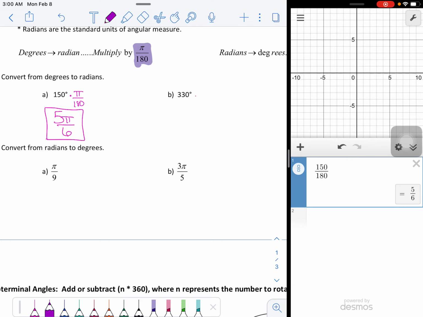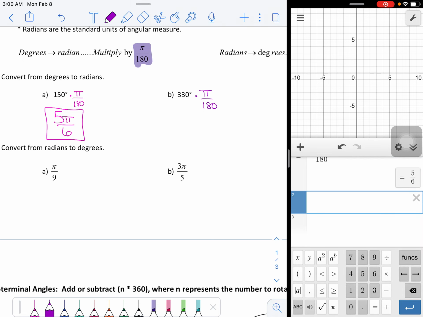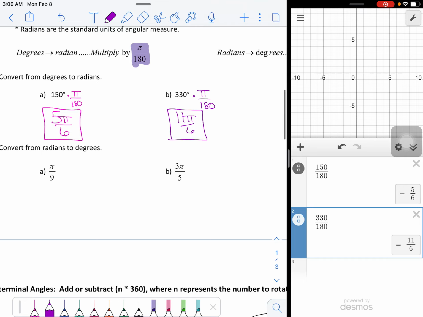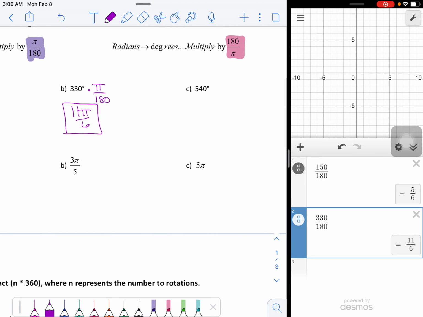So how about the next problem, which would be 330. I'm going to do the exact same multiplier, so pi over 180. So I'm going to take 330 divided by 180, convert that to a fraction. So this would be 11 pi over 6. Now, the reason I'm not putting pi in my calculator is because pi is a nifty little decimal that does not repeat and it does not terminate. And so it doesn't work too well when we're trying to deal with fractions in a calculator.